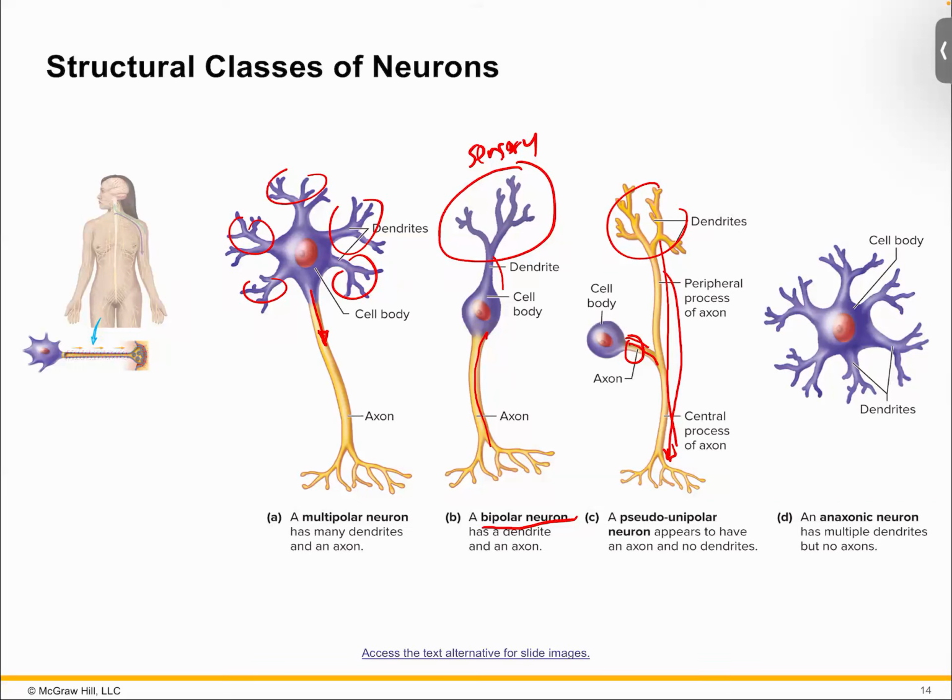It's just that instead of directly connecting to the cell body, they're connecting to this sort of little ancillary mini off-ramp axon. But it's still technically in spirit considered a type of bipolar. That's why we call it pseudo or false.